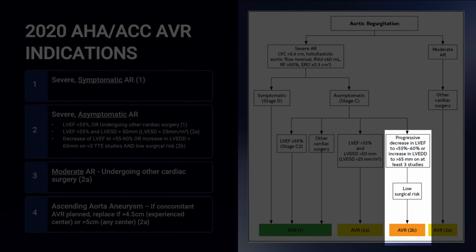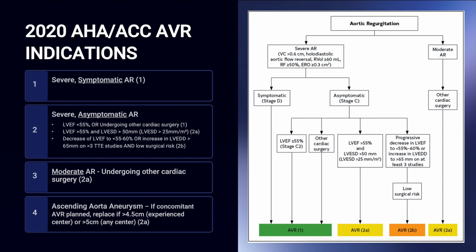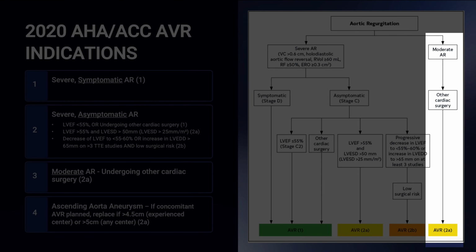Finally, if there is decrease of LVEF to less than 55 to 60% or increase in LV end diastolic diameter greater than 65 millimeters on 3 TTE studies and the patient is low surgical risk, this is a class 2B recommendation for AVR. A few other categories: if a patient has moderate aortic regurgitation and is undergoing other cardiac surgery, this is a class 2A recommendation for AVR.